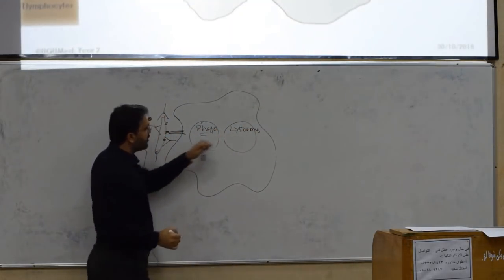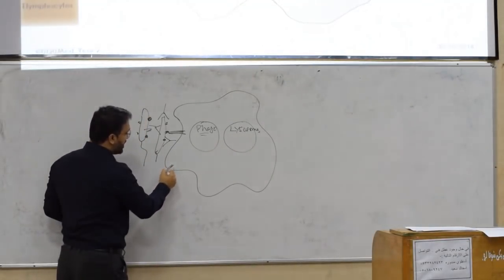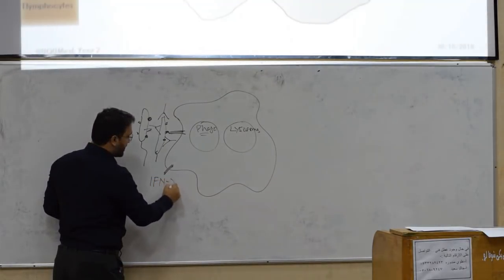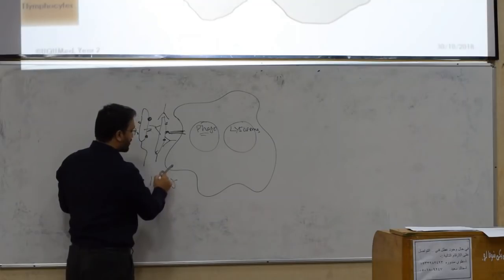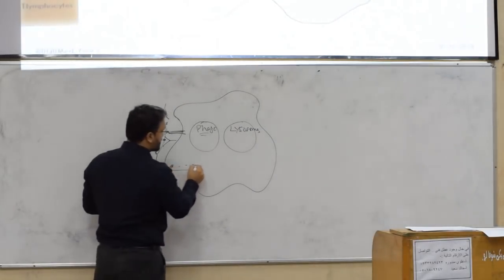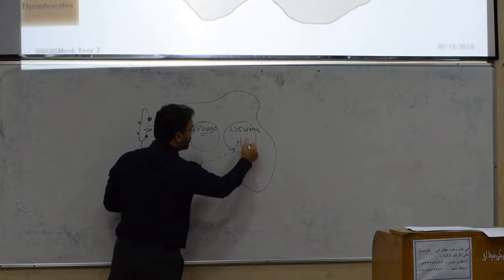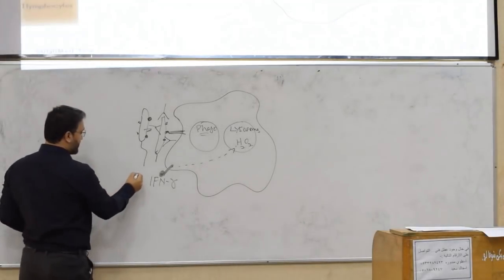Now the phagosome will bind to the lysosome, or the killing machinery will start acting more efficiently, when interferon gamma comes and binds to the receptor on the macrophages. This will trigger the lysosome to start producing H2O2, hydrogen peroxide. Okay, from where is this interferon gamma coming?